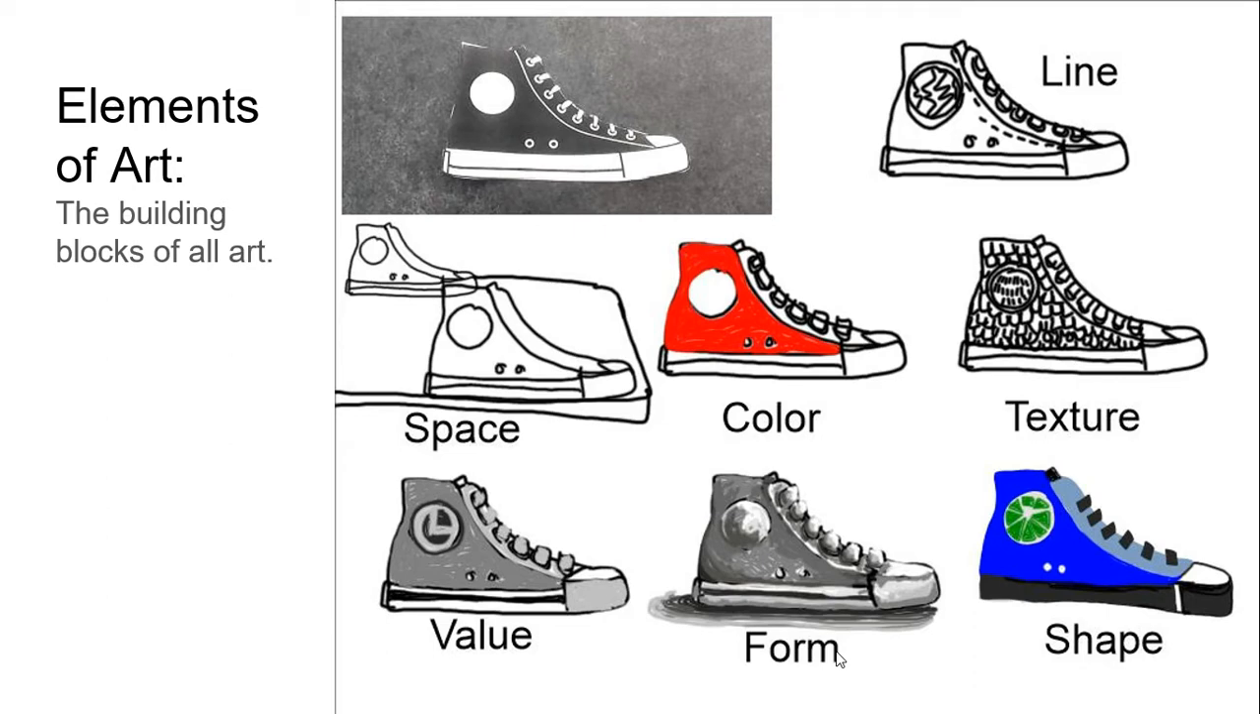So these are the 7 elements of art. Like I said, the building blocks of art. We've got line, space, color, texture, value, form, and shape. Not necessarily in that order, but those are them.